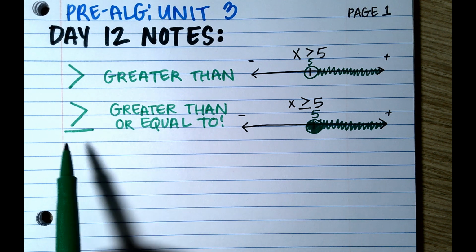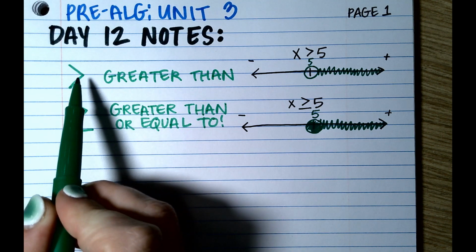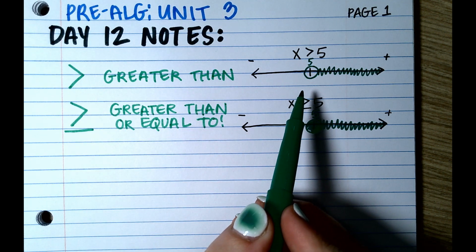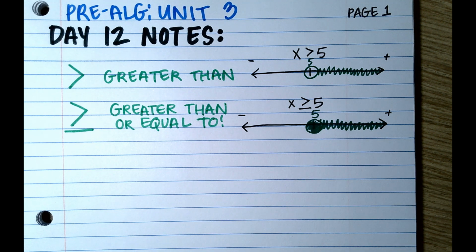So if you see a line under the symbol, you color in your circle. No line, don't color. Line, color, no line, no color. That's it? Yeah, that's it, just by adding that one little equal sign. It's pretty cool. Okay, so we have our greater thans and our greater than or equal to.